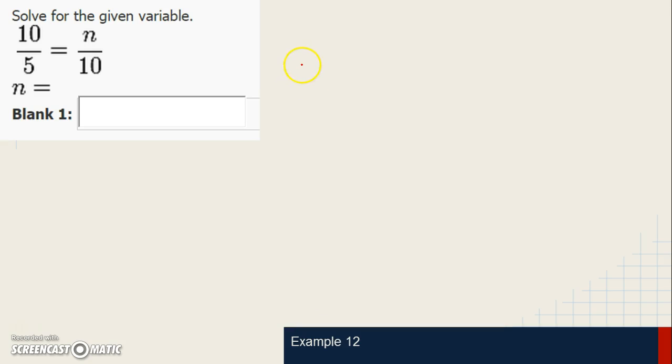Example number 12, our last example. 10 over 5 equals n over 10. What number makes these equivalent ratios? I'm going to cross multiply. 10 times 10 is 100, and 5 times n is 5n. I'm going to divide both sides by 5, and I'm left with, if I don't know how many times 5 goes into 100, I'm going to create my division box.